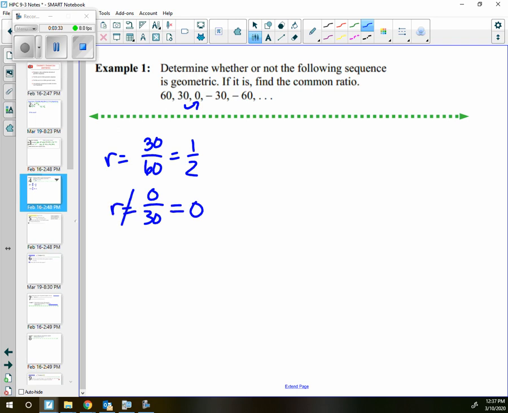So this is definitely not a common ratio situation. So this is definitely not geometric. Now I bet a lot of you can guess what it actually is. If you look at those values, what are you doing each time to get to the next term? Well, it looks like you're going down by 30, right? So if I subtract 30, subtract 30, subtract 30, I could figure out what those next numbers would be in the sequence.